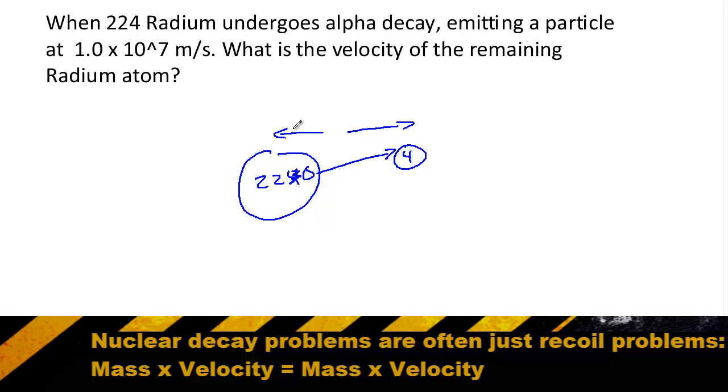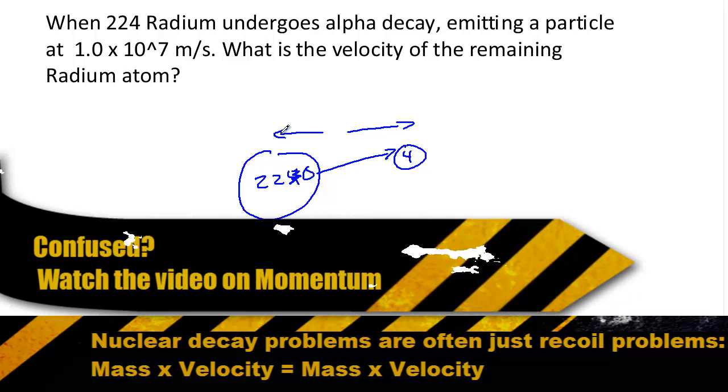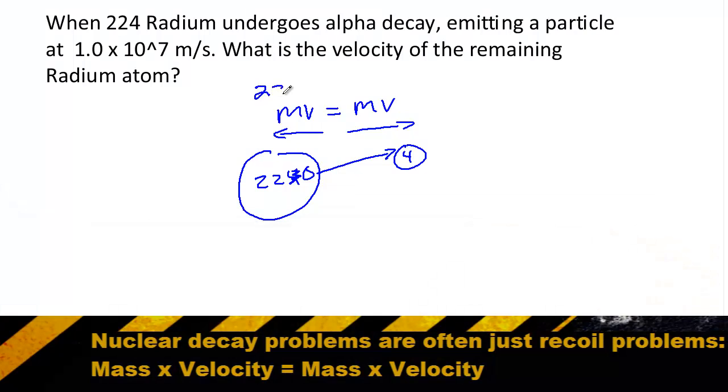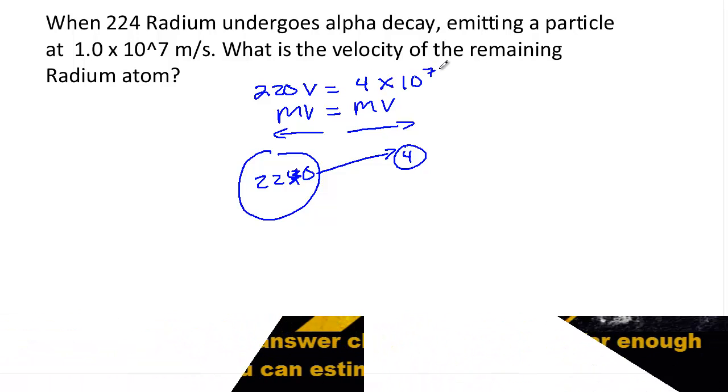This is simply a recoil problem, which means momentum in the system is going to be conserved, or the mass times the velocity of the nucleus going to the left will be equal to the mass times the velocity of the alpha particle going to the right, or a mass of 220 times a velocity that we don't know yet is going to be equal to a mass of 4 times 10 to the 7th power.